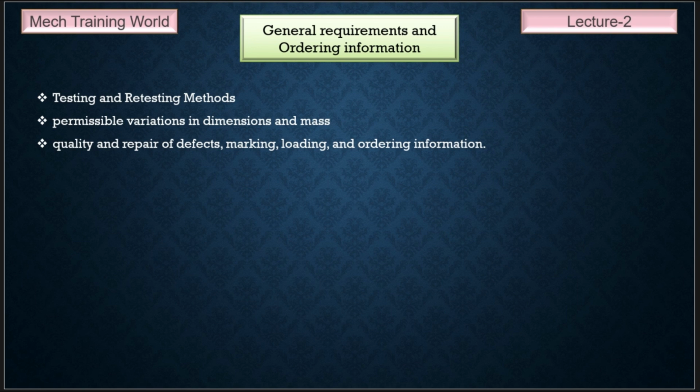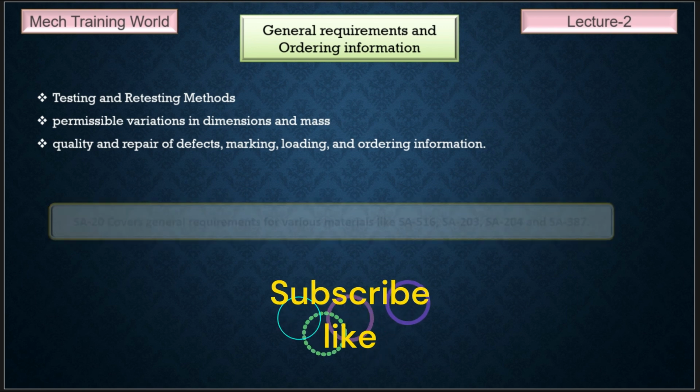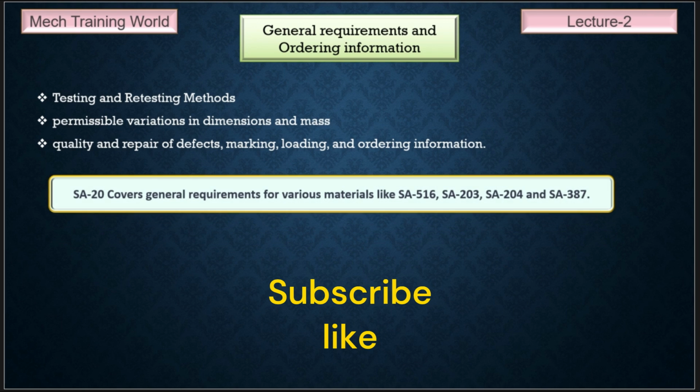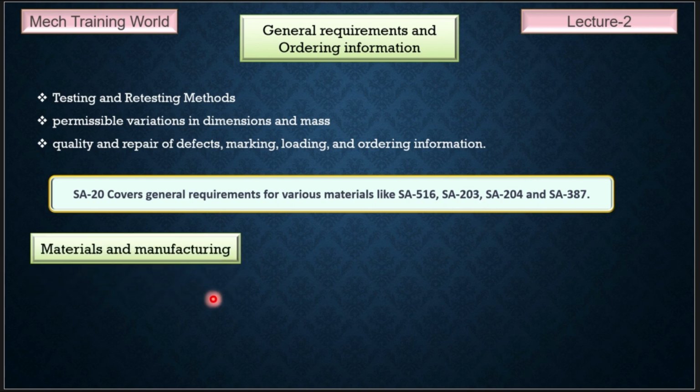SA-20 is a large specification that provides comprehensive information for various materials like SA-516, SA-203, SA-204, and SA-387. It is essential to refer to it when ordering these materials. That's why you need to refer to SA-20 while ordering SA-516 material or SA-204, SA-203, all these materials.